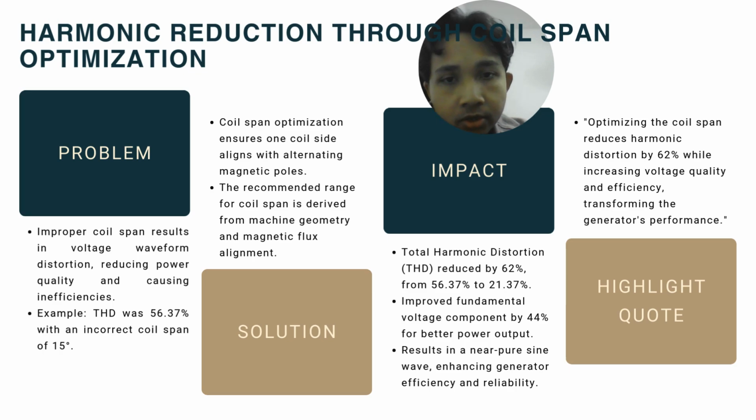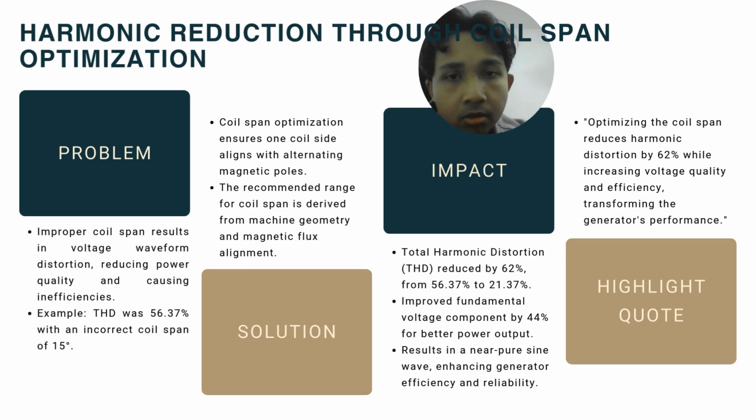And for the solution to that problem statement, the researchers propose an optimized coil span selection based on the geometry of the machine and the alignment of coil sides with magnetic poles. The key guideline is that each coil side must align with alternating magnetic poles to ensure continuous voltage buildup. Using this approach, the researchers recommended selecting the coil span within a range derived from the magnet's pole pitch and width.